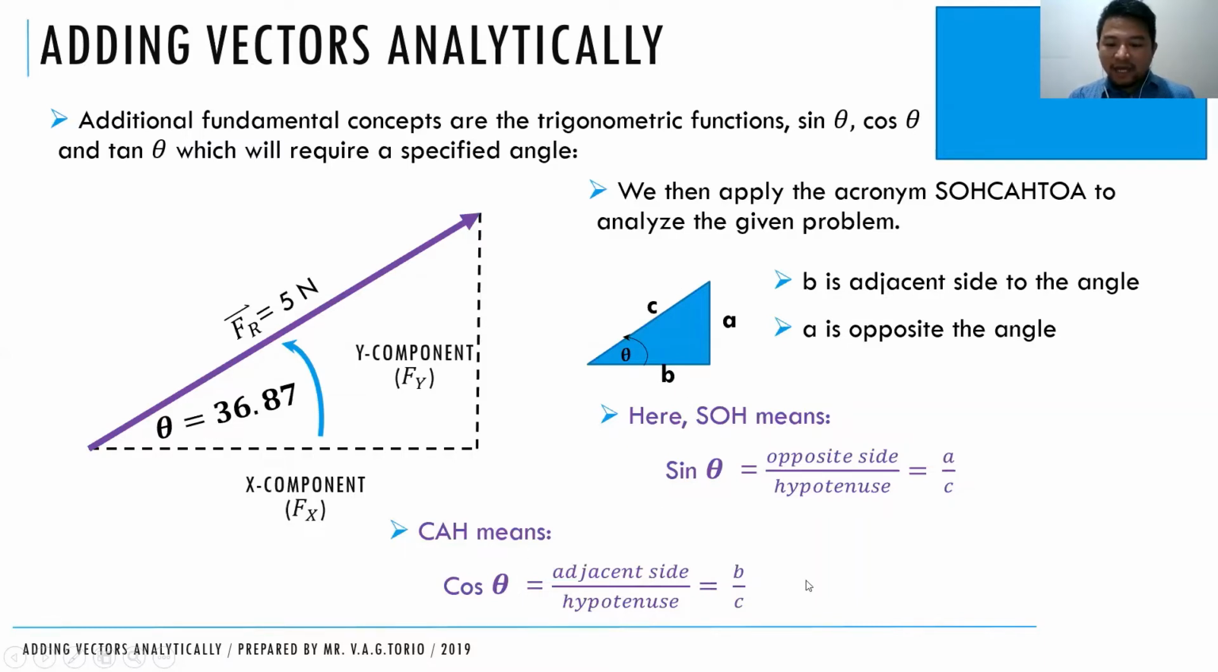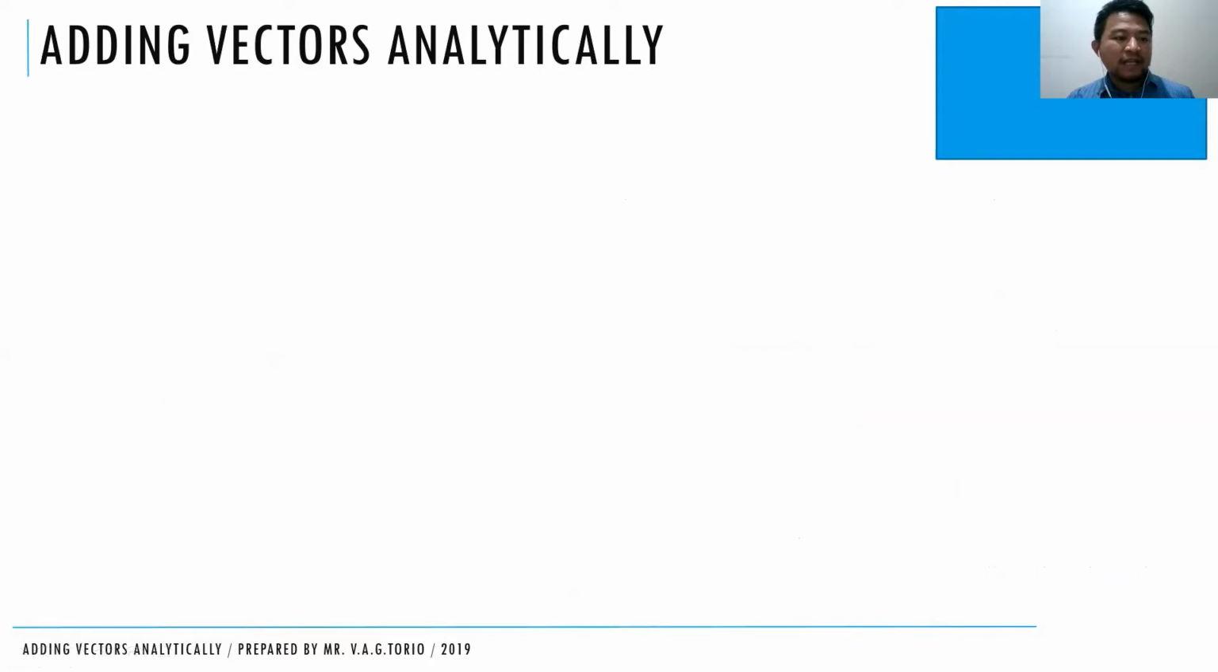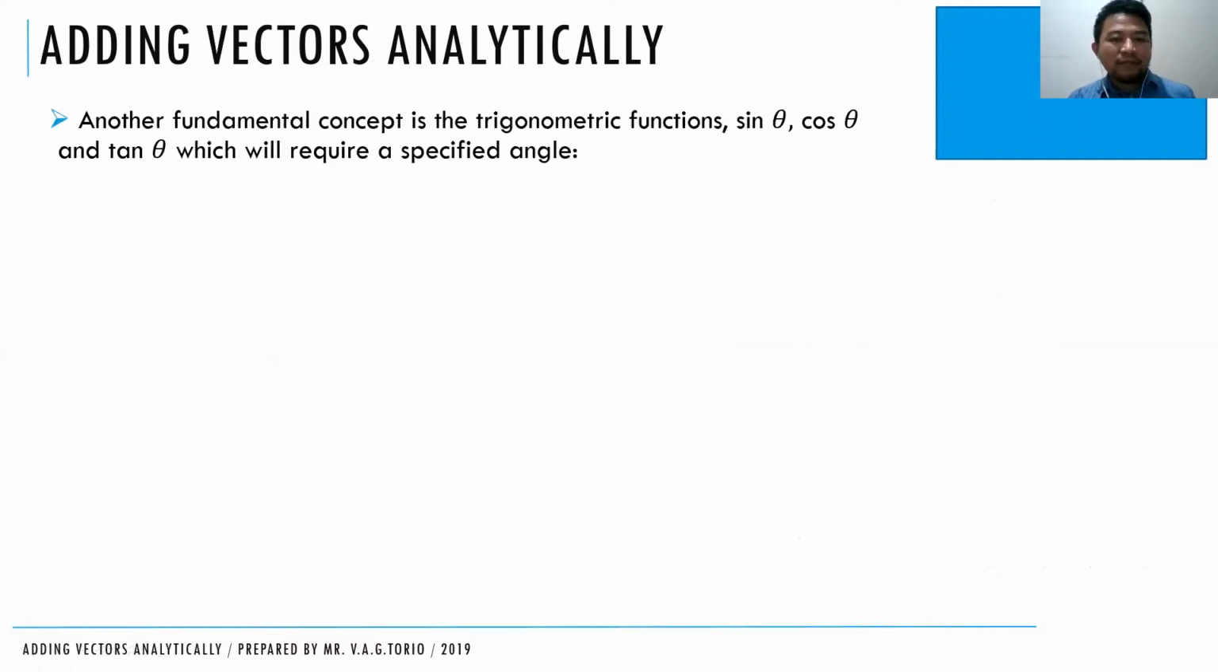And finally, we have TOA. TOA means tangent of the angle theta is equal to opposite side over adjacent side. The opposite side to angle theta in our small triangle here is A, that's why we have A here. And the adjacent side is B, that's why we have B here. So that's it. That's basic recall of our trigonometry. And those are trigonometric functions: sine, cosine, and tangent.